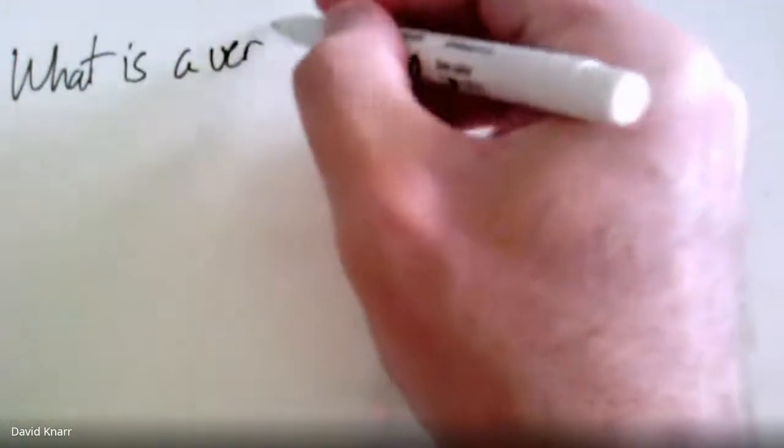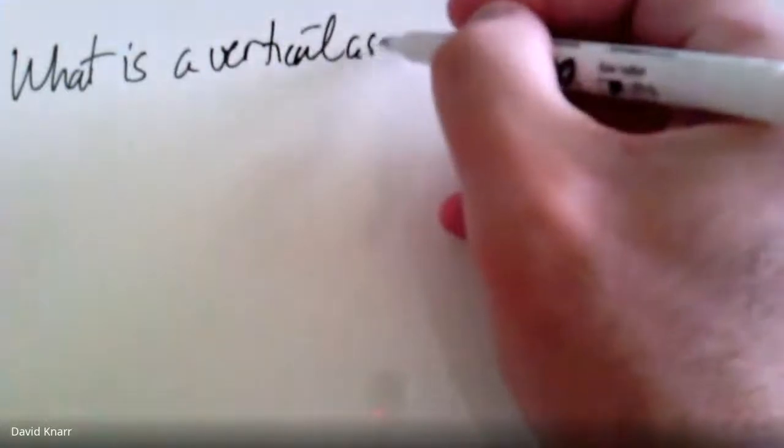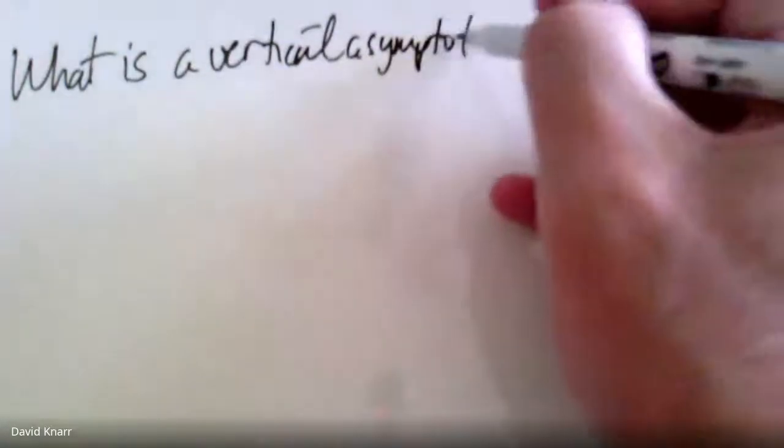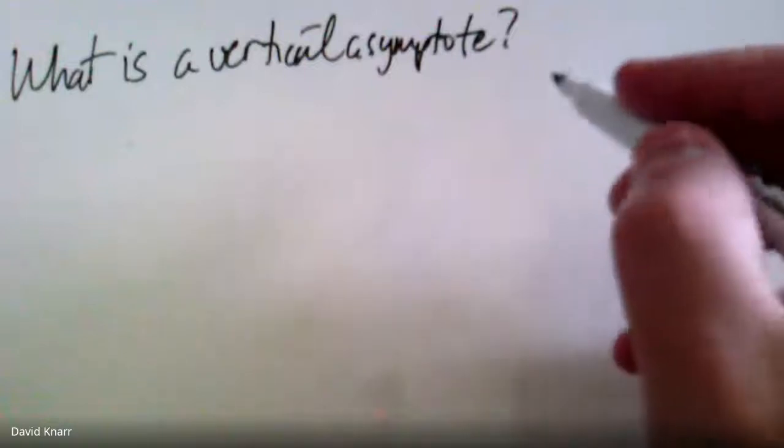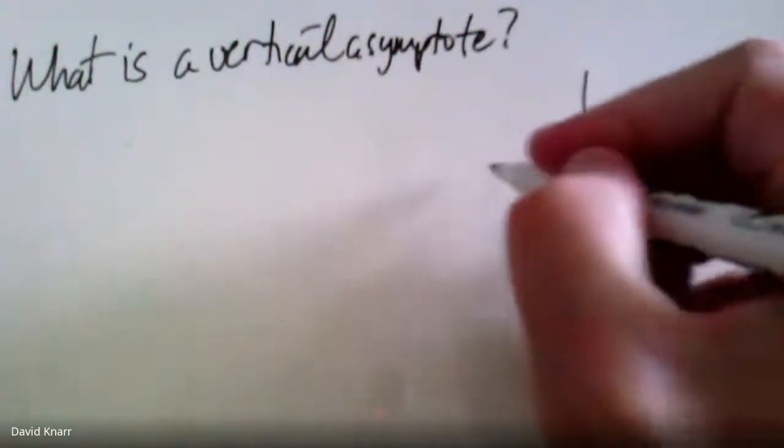So let's start with something that you already know how to do and that you're already well aware of. Let's talk about what a vertical asymptote is. So you certainly know what a vertical asymptote is graphically. Everybody can draw it. I know that.